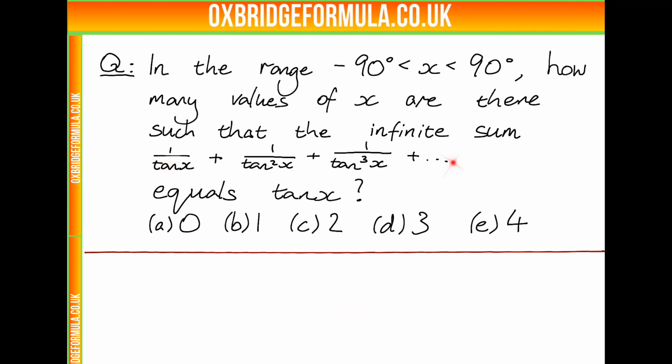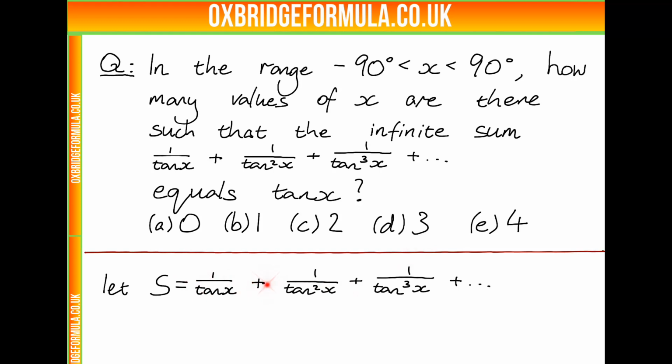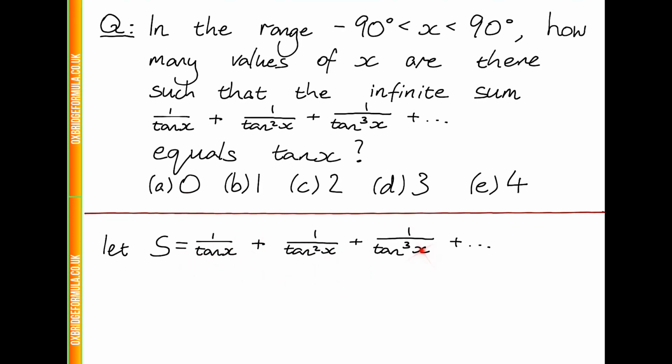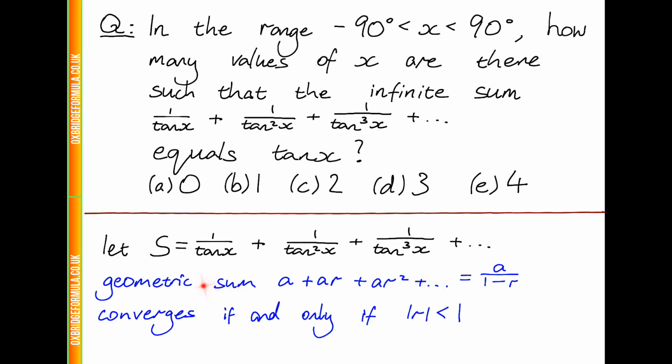Okay, let's start by calling this infinite sum S. And what can we notice about the form of this infinite sum? Well, this is a geometric sum, so let's just recall what that is and how we can evaluate them. So a geometric sum is a sum of the form a plus a times r plus a times r squared and so on, where we're multiplying the terms of our sum by a common ratio, r, each time.